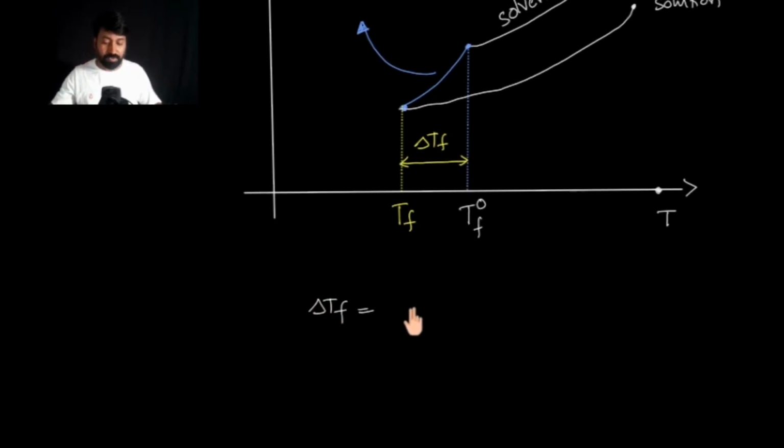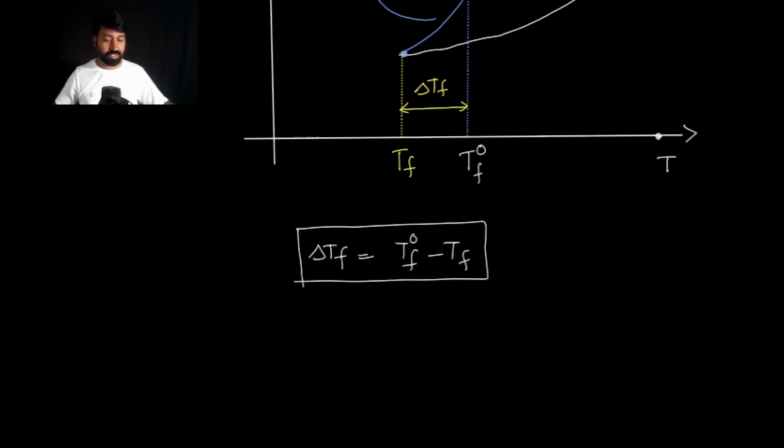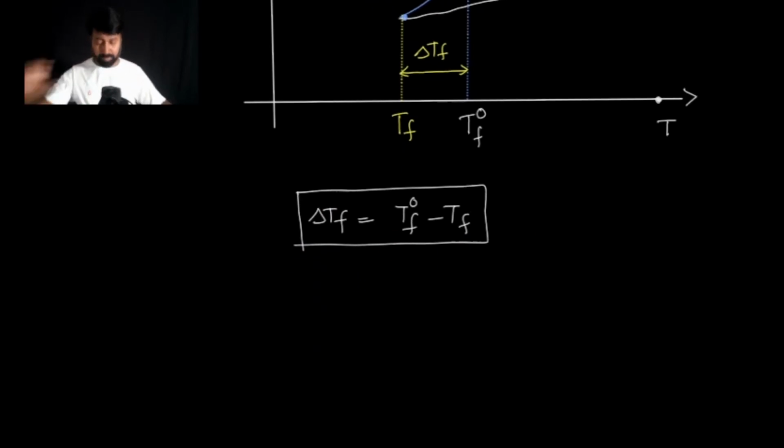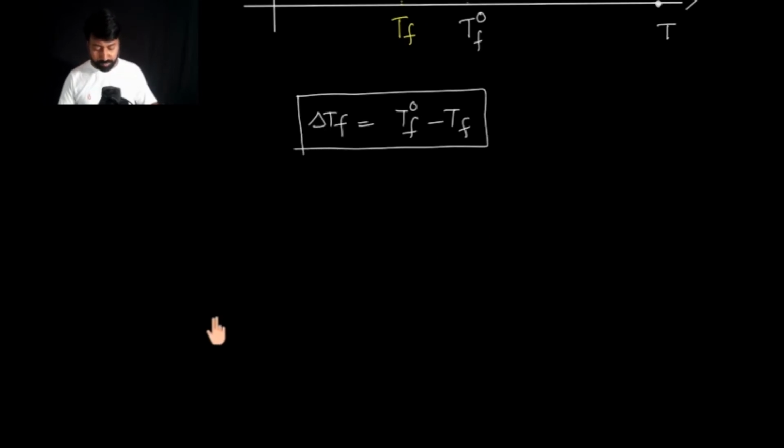Delta Tf is equal to, yes, we can write here the larger value, T naught f minus Tf. So this is the equation that gives the information that after adding a non-volatile solute to a volatile solvent, the freezing point decreases. Okay. Now, one thing we have to remember: the vapor pressure of the non-volatile solute is usually always lower compared to the pure solvent.